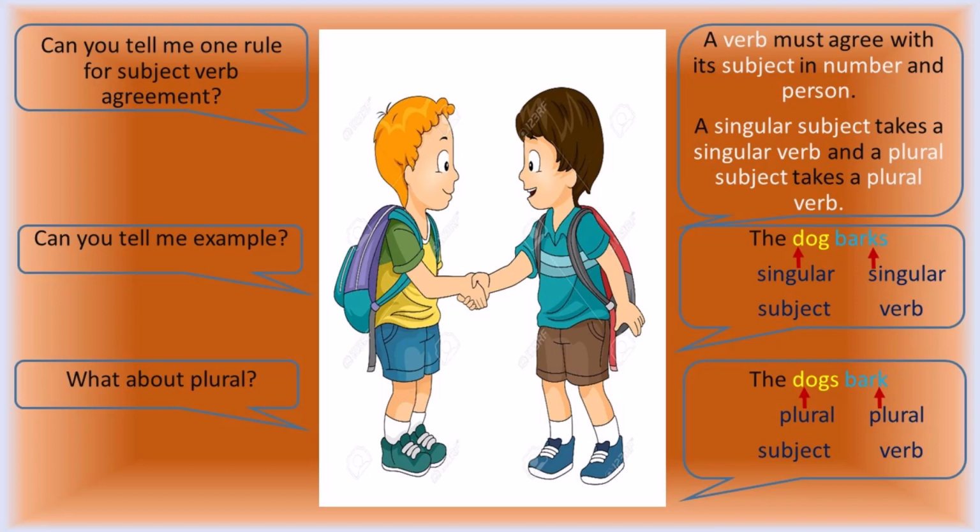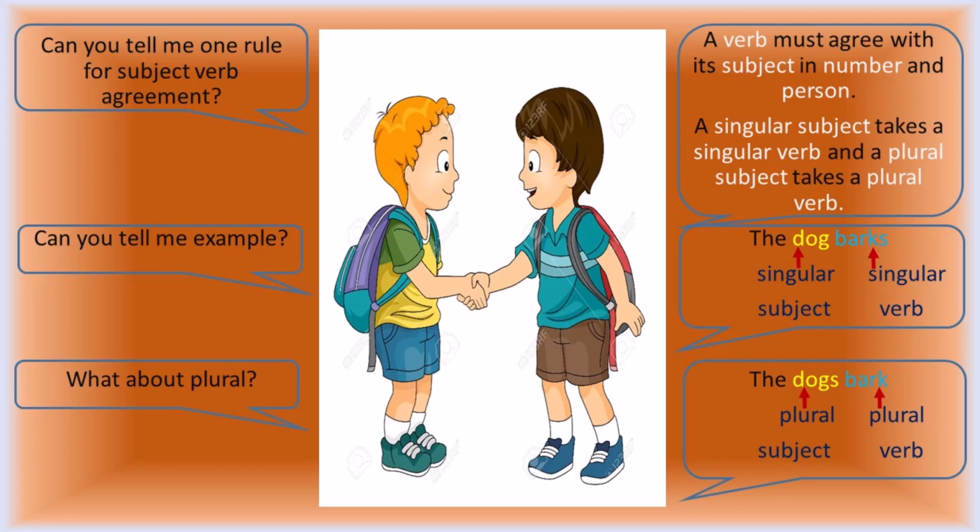Now we'll move to the second sentence. The dogs bark. What is the subject there? It's dogs. Is dogs a singular or plural subject? Yeah, it's a plural subject. Now the verb in the second sentence. What is a verb in the second sentence? It's bark. Is bark a plural verb or a singular verb? It's a plural verb. And what about the verb in the first sentence? It's barks and it is a singular verb.